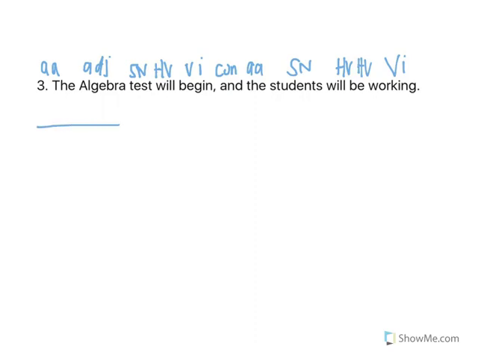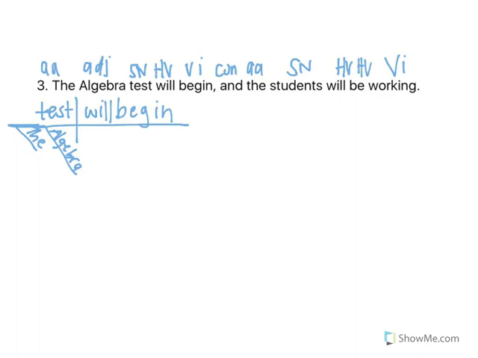Okay, so I'm just going to diagram this like a normal compound sentence. Test is our subject. Will begin. Remember how we diagram a helping verb with an intransitive verb, just both on the same line. And then the is modifying test. And algebra is also modifying test. Don't forget to capitalize this because in the sentence up here, if it's capitalized, that means it's capitalized in the diagram.